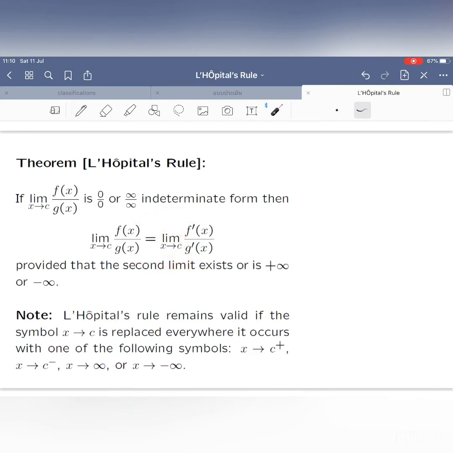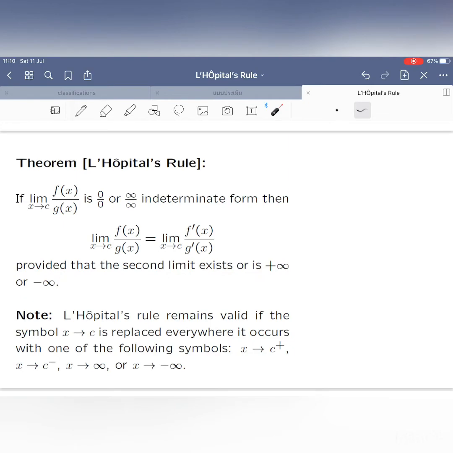Of course, if this limit is still in this form, you can further apply L'Hopital's rule one more time, to find the second derivative of the top and the second derivative of the bottom, until you can determine that the limit goes to one real number, or the limit on the right goes to either positive infinity or negative infinity.